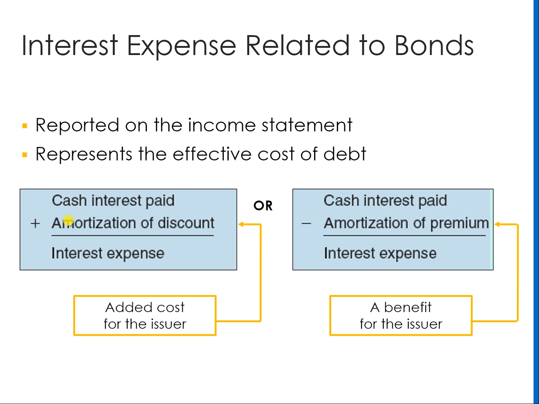Remember when a bond is issued with a discount, the amount of discount will be amortized into interest expense. This becomes the effective cost of debt if they are issued with a discount. If a bond is issued with a premium, then the interest expense equals the cash interest paid less the amortization of premium. So a bond issued with a premium is a benefit for the issuer. On the other hand, a bond issued with a discount is going to add cost to the issuer.